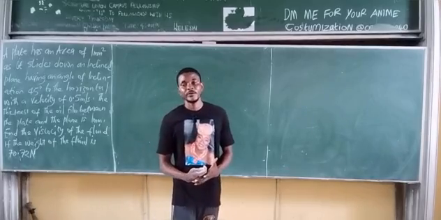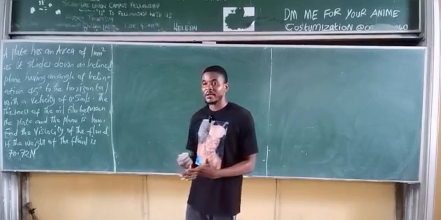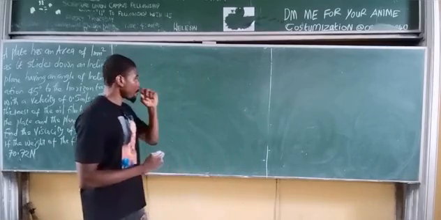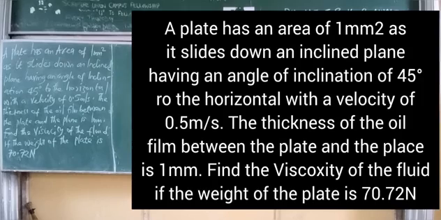Hello again. Let's consider this other problem, quite different from the first one we solved on Newton's law of dynamic viscosity. The question says a plate has an area of 1 millimeter square as it slides down an inclined plane having an angle of inclination 45 degrees to the horizontal with a velocity of 0.5 meter per second. The thickness of the oil film between the plate and the plane is 1 millimeter. Find the viscosity of the fluid if the weight of the plate is 70.72 newtons.